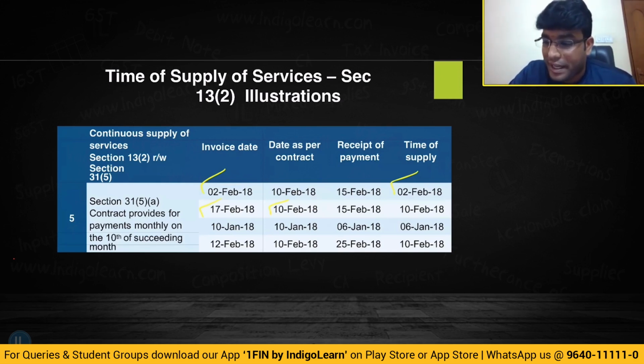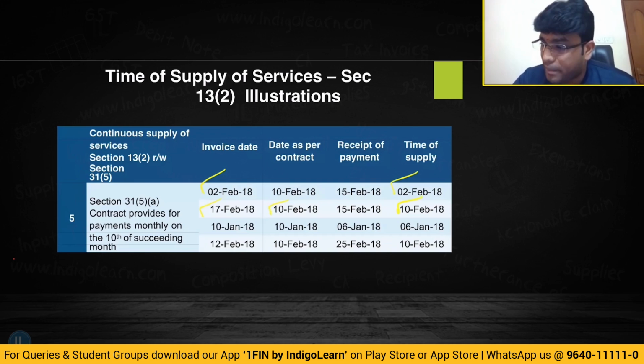That means if you observe, in case of continuous supply of service, what is the whole concept here? For continuous supply of service, if the due date for payment is ascertainable, invoice must be issued on or before the due date of payment. Here, what is the due date of payment? 10th of February. And the invoice is not issued within 10th of February. Then what is the answer? Then my answer becomes date of completion of service or date of payment, whichever is earlier. Completion of service could be 10th of February. That's where the answer is 10th of February.